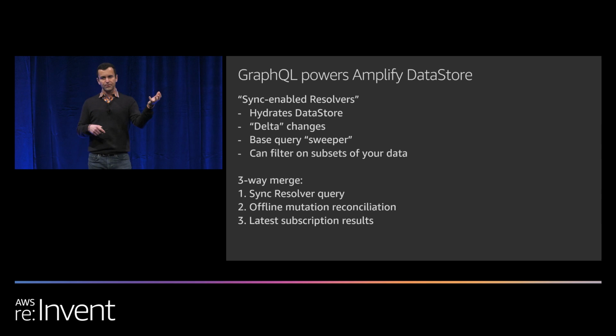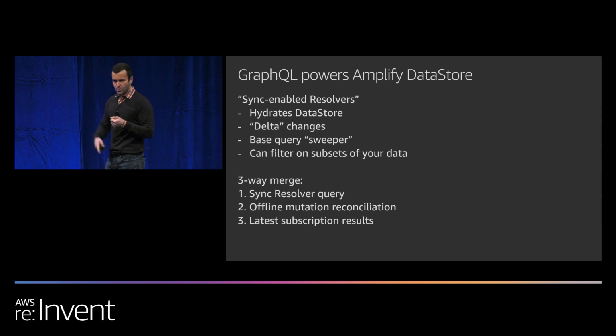Now, whenever the data store gets information from AppSync, the contract in the sync protocol says that it will send a record of the last synchronization time. So this is a server-generated synchronization time, and the clients will persist this on a per-type basis. Then whenever they go online or offline, they come back on and call that exact same AppSync query, but pass in this time as an argument.